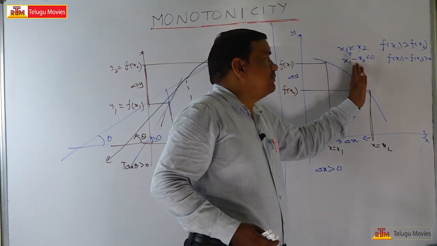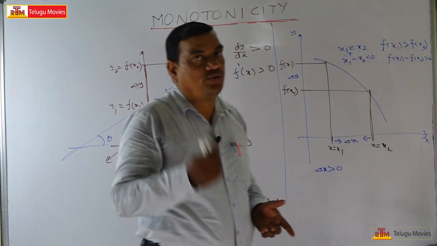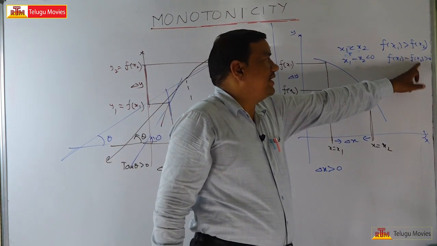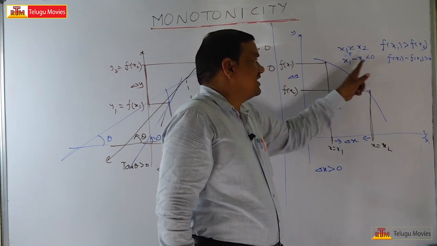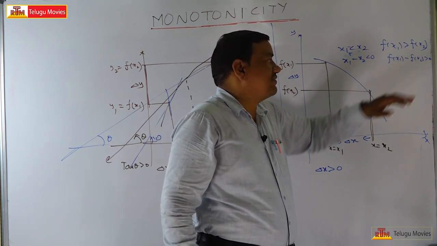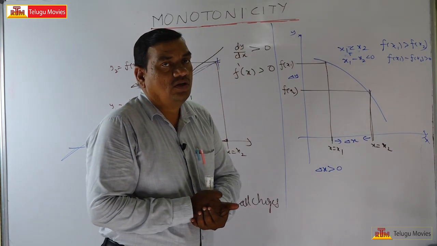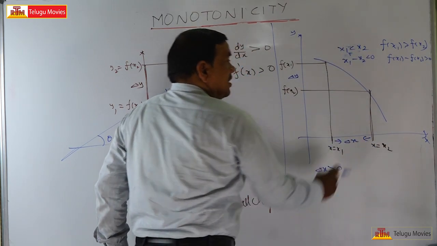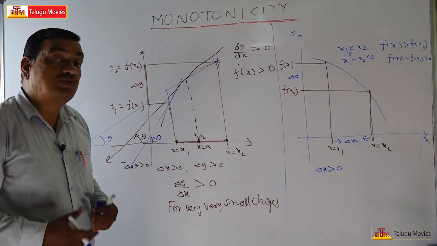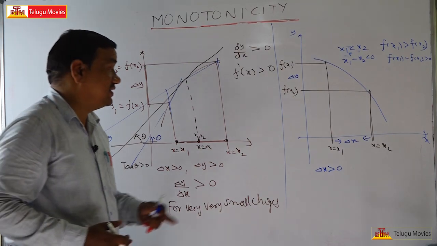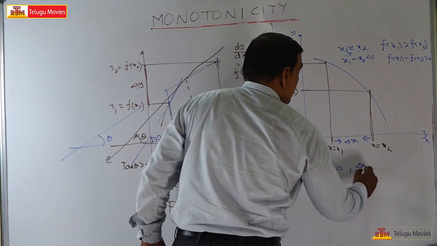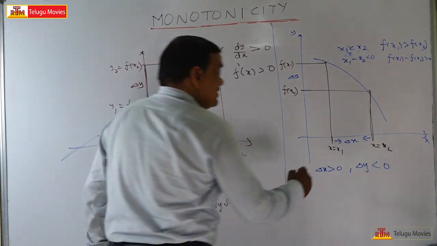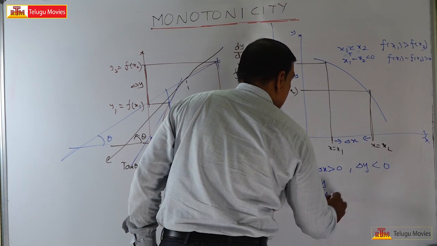Suppose if it is positive, that will be negative. Try to understand this. If it is positive, it will become negative. That means if you take x2 minus x1 greater than 0, then f of x2 minus f of x1 will be less than 0. That means if delta x, the change in x coordinates, is greater than 0, then delta y is less than 0. That means delta y by delta x is less than 0.